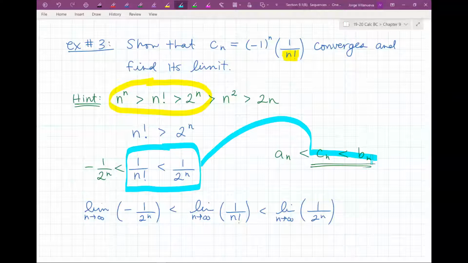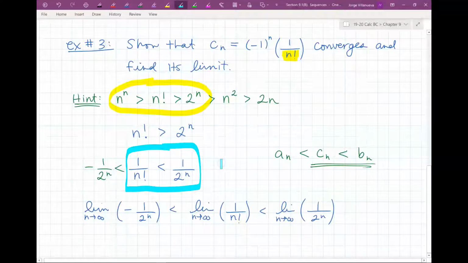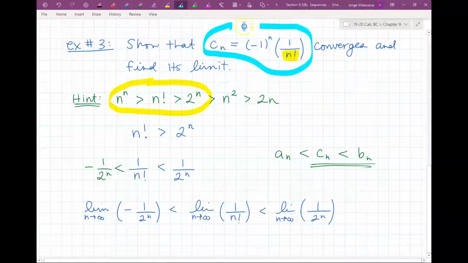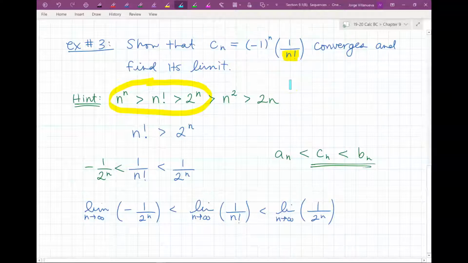Now, to find your a sub n is the easy part. Just get your b sub n and make it negative. Wait, how do you know it was c sub n and b sub n? Well, I know it's c sub n because 1 over n factorial is this right here. Right? I know that's my c sub n. So therefore, 1 over 2 to the n must be my bigger function, my b sub n, sorry. Okay? And once you have that, again, a sub n is easy. Just get your b sub n and make it negative. So there's your a sub n.